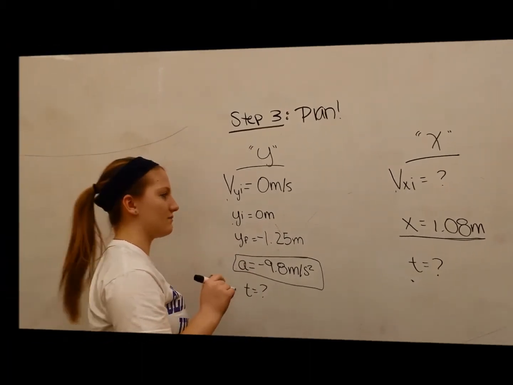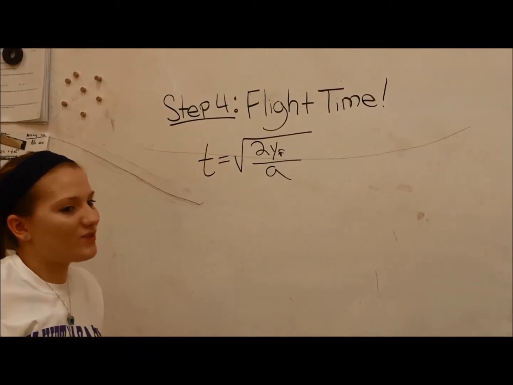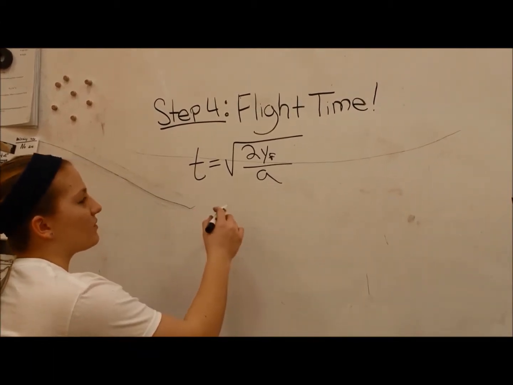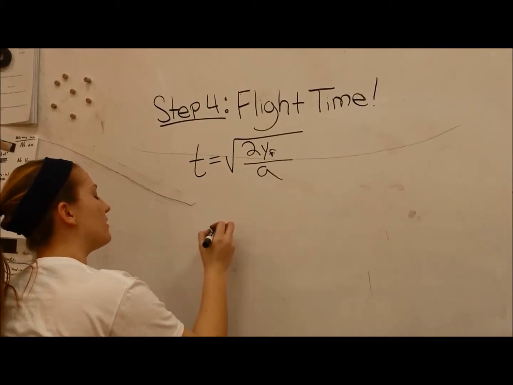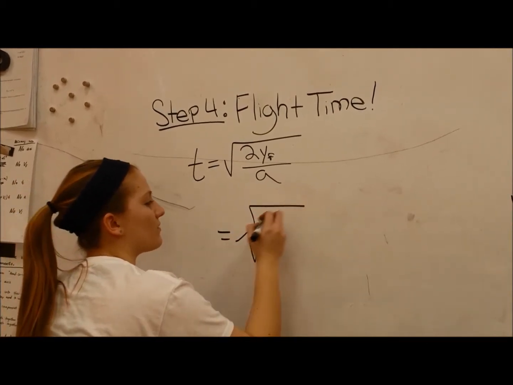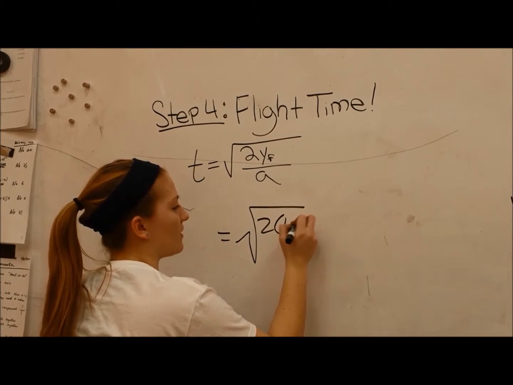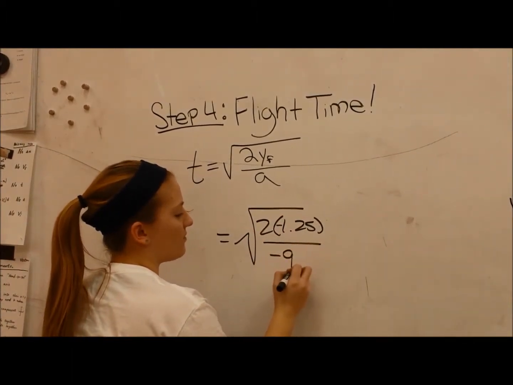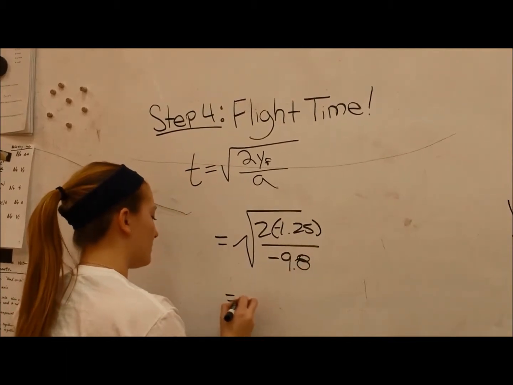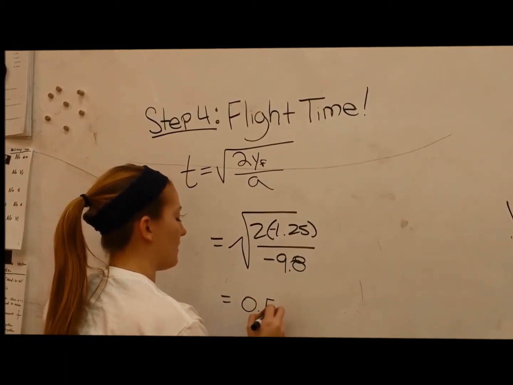For step 4, which is flight time, we use t equals the square root of 2 times y final over acceleration, which is the square root of 2 times negative 1.25 over negative 9.8, which equals 0.5 seconds.